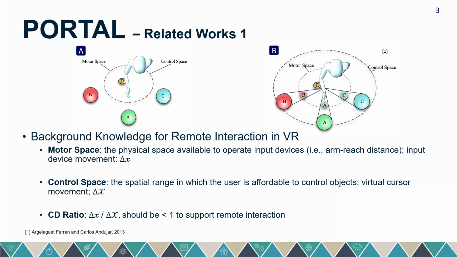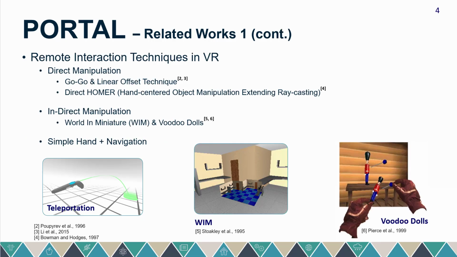When CD ratio is 1, users can only interact with virtual objects within arm reach, as control space has the same range to the motor space. However, if the CD ratio is less than 1, users can interact with out-of-reach objects because the virtual cursors can move beyond the limit of the motor space.